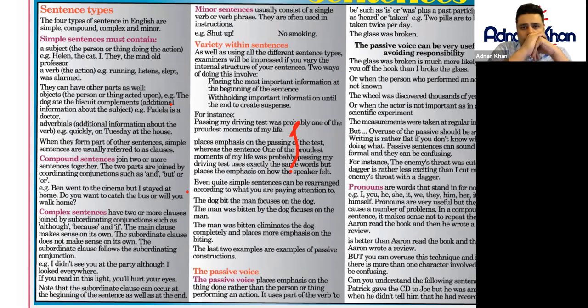Example, teller is a doctor. Adverbials are additional information about the verb, e.g. quickly, on Tuesday, at the house. When they form a part of other sentences, simple sentences are usually referred to as clauses.